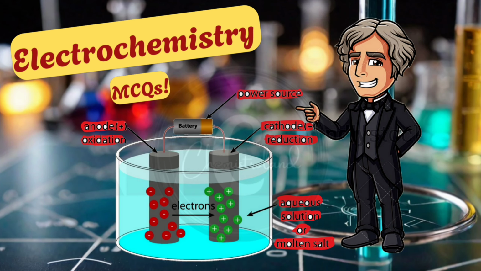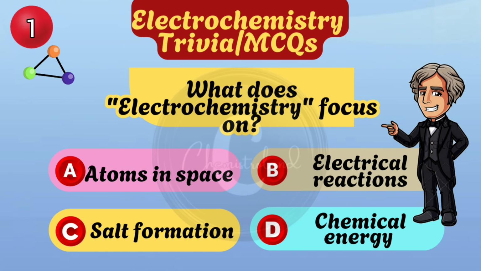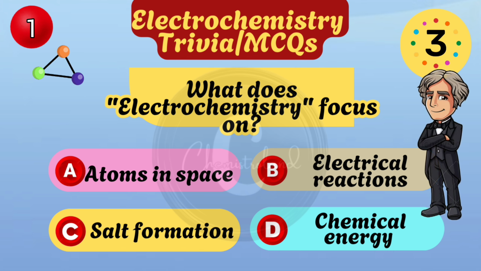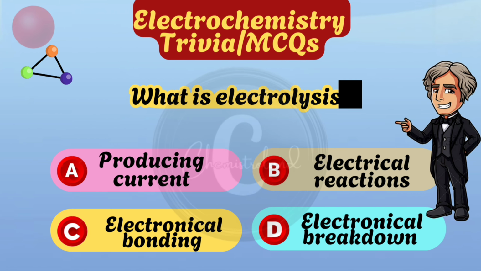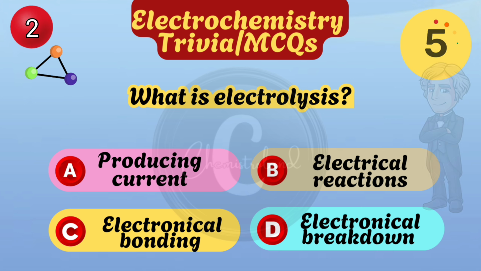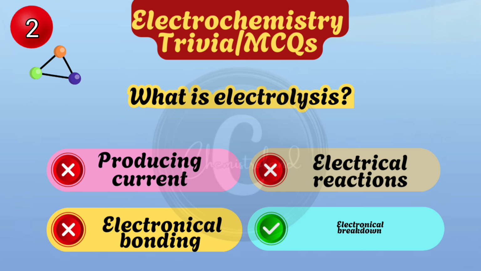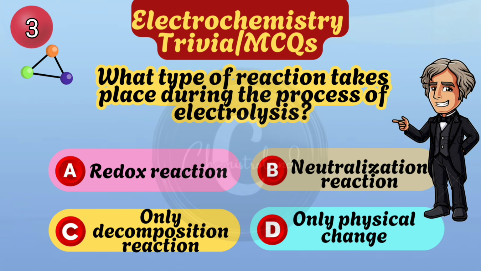Electrochemistry multiple choice questions. What does electrochemistry focus on? Electrical reactions. What is electrolysis? Electrical breakdown. What type of reaction takes place during the process of electrolysis?